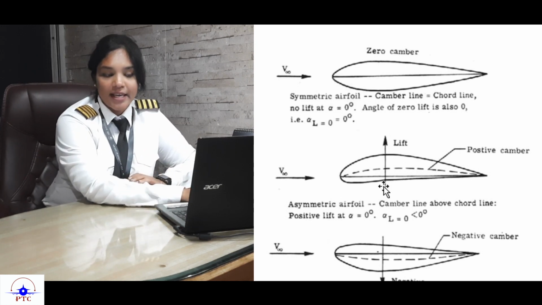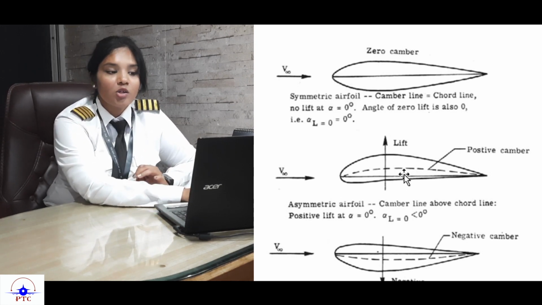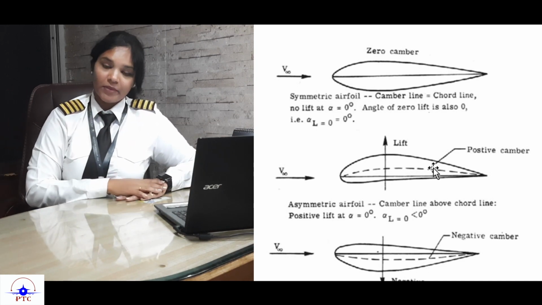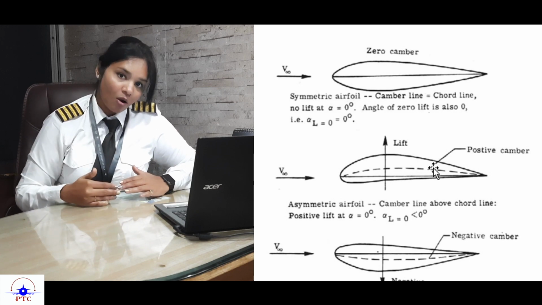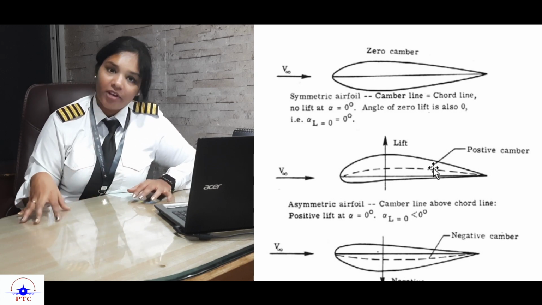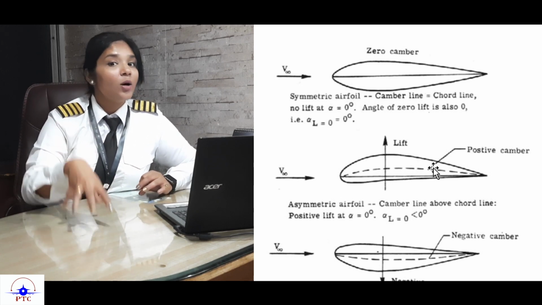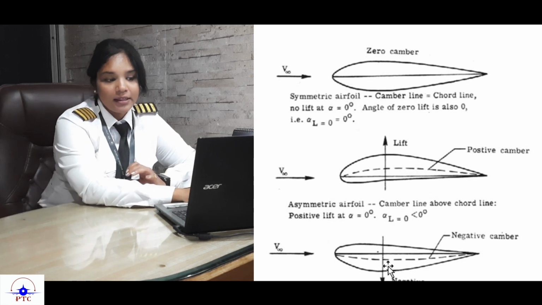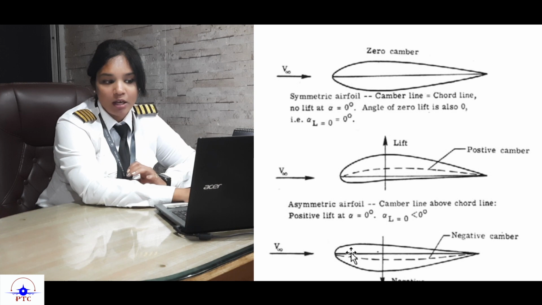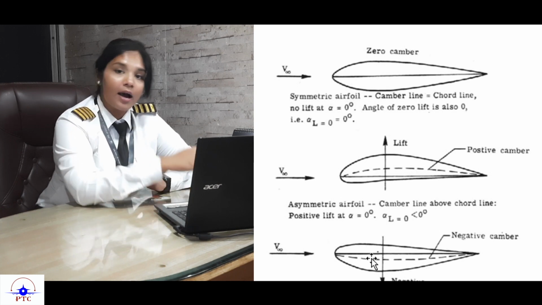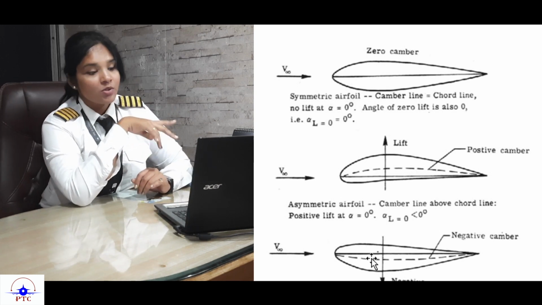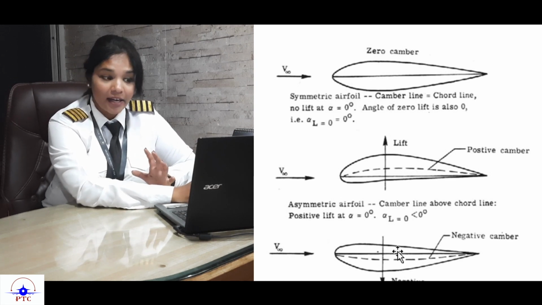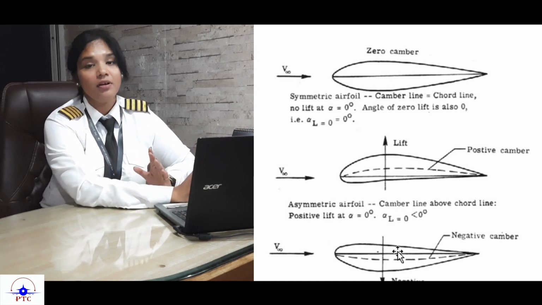Next, coming on to the second diagram here, you will see that the camber line is above the chord line. So when the camber line is above the chord line, this particular type of aerofoil is called a positively cambered aerofoil. And the last one, if you see here, the chord line is above the camber line. So here you have a negatively cambered aerofoil.